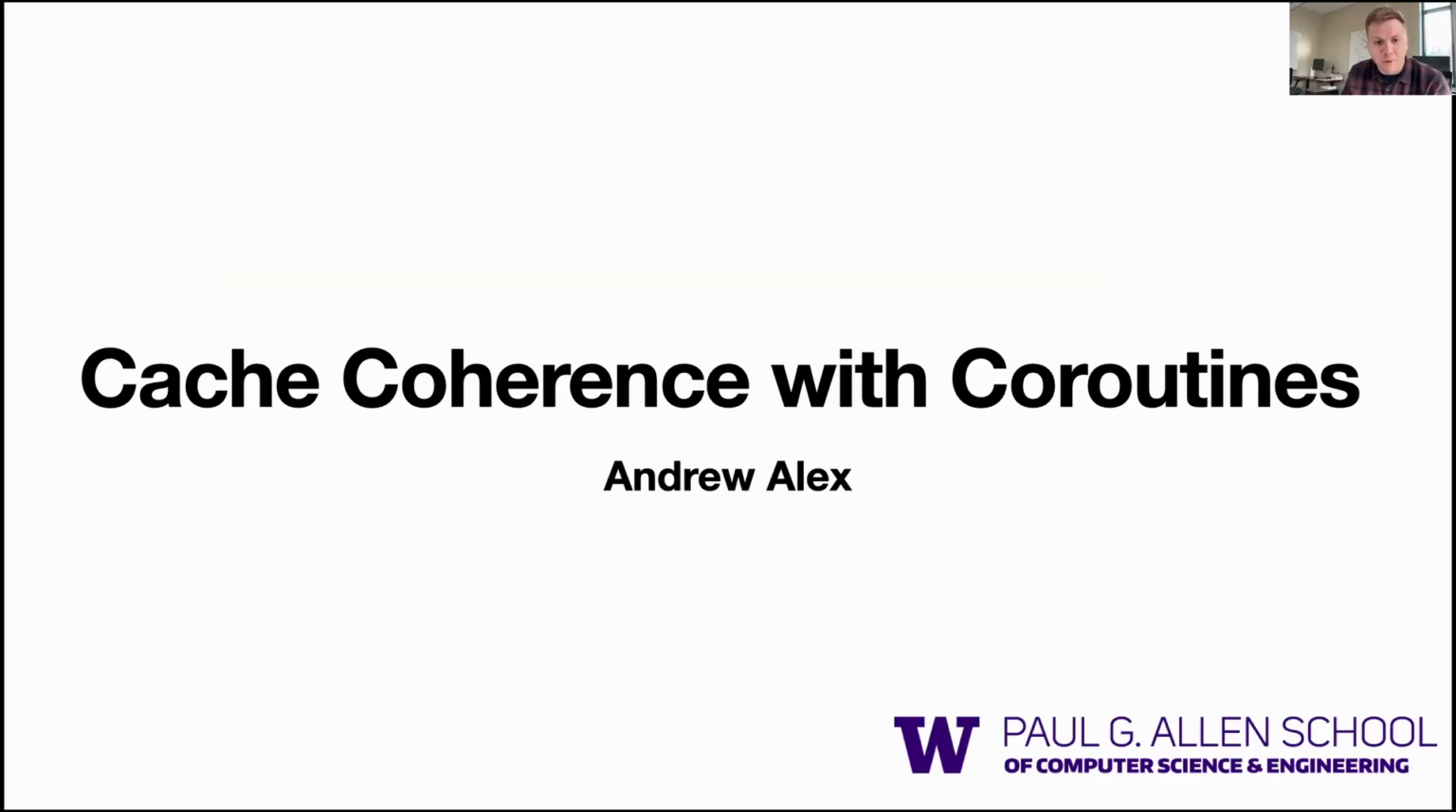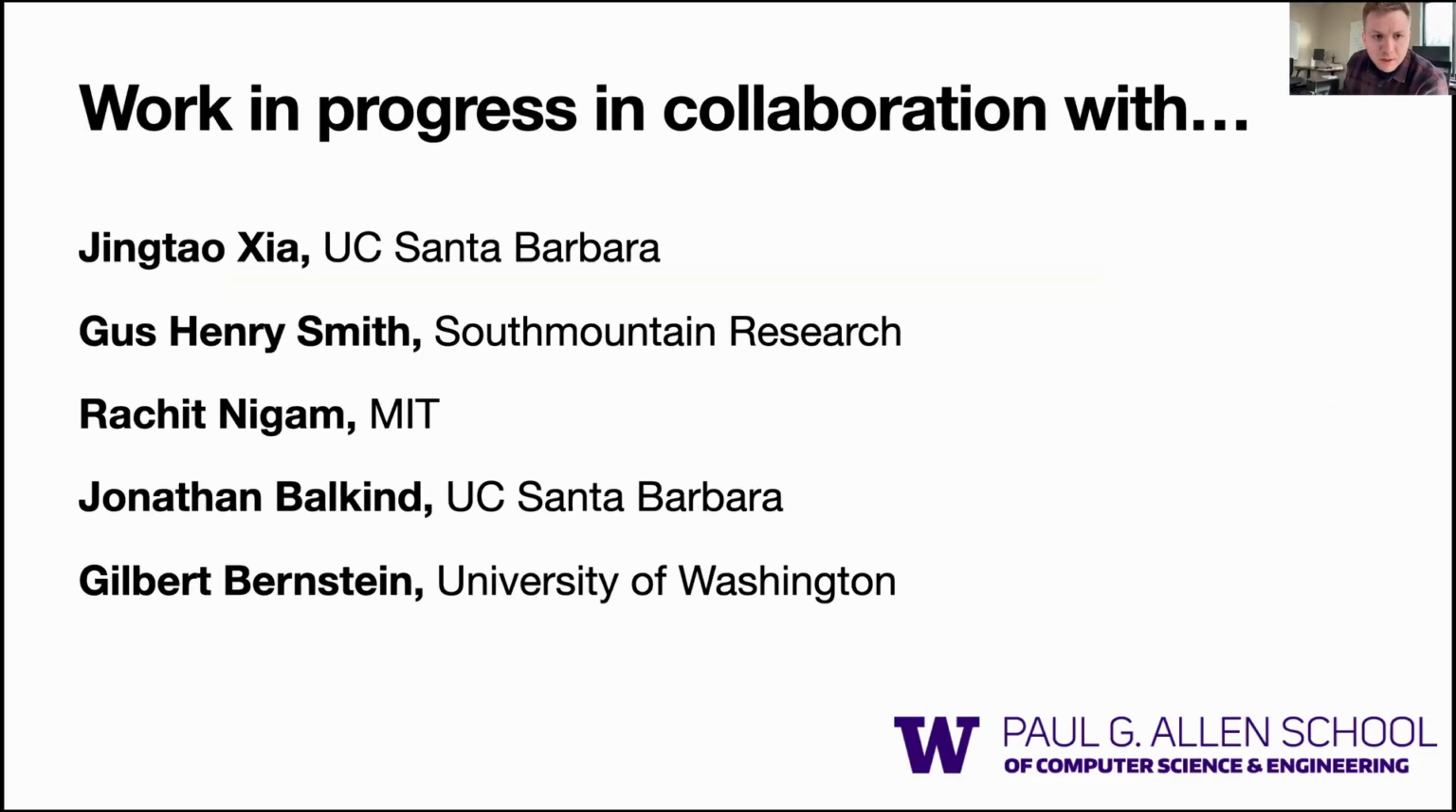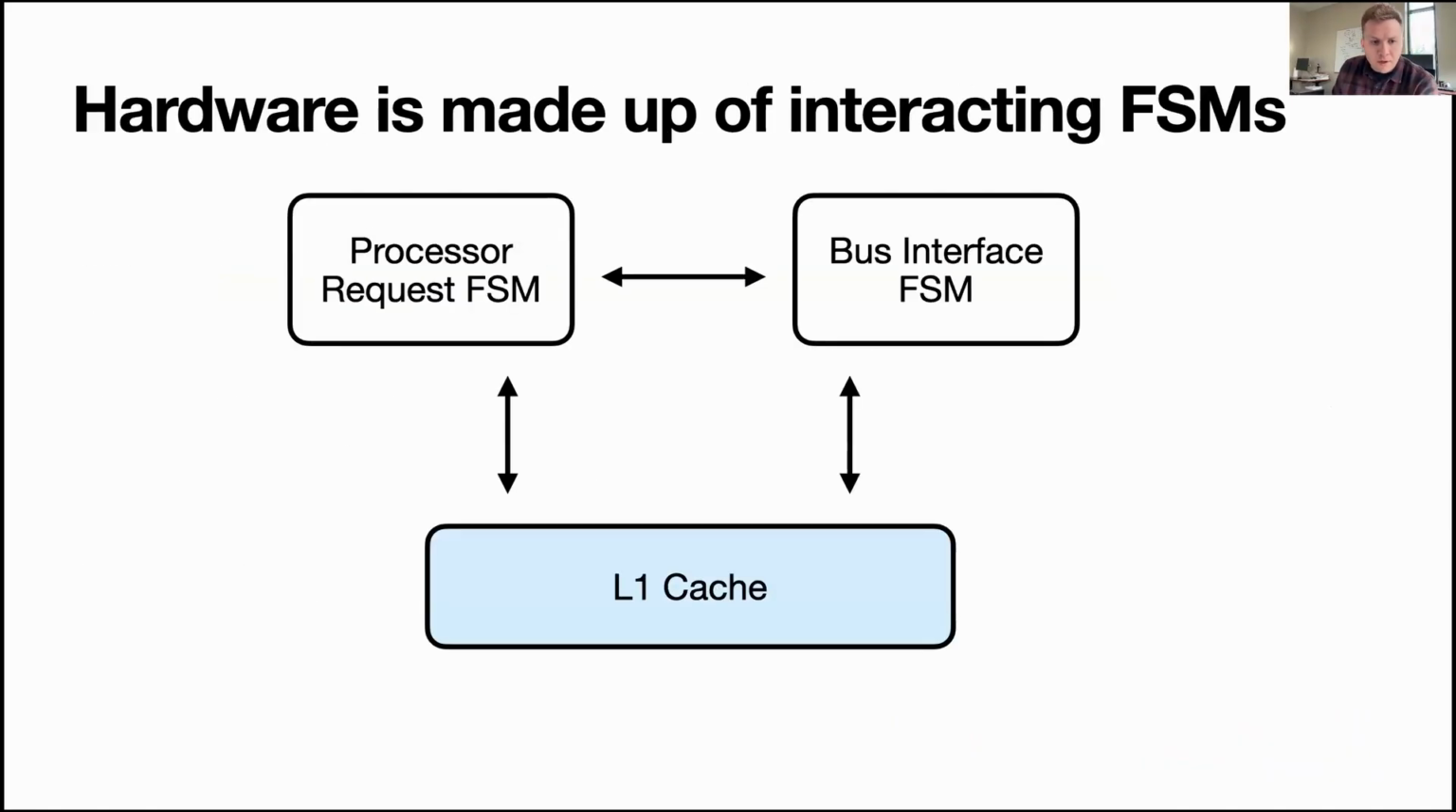So, hey, everyone, I'm Andrew, and I'm going to be talking about modeling the MSI cache coherence protocol in an HDL with coroutines that I'm developing with my collaborators that are all listed here. As many of you know, a lot of hardware consists of interacting FSMs. In our model of the MSI protocol, we're modeling two FSMs, which both communicate with each other and share access to the L1 cache, which the coherence is being maintained over. The processor request FSM on the left deals with incoming read and write requests from the processor, returning results from the cache when the data is available and in the correct state, and otherwise dispatches requests to the bus FSM on the right to pass along to other processors or the rest of the memory system.